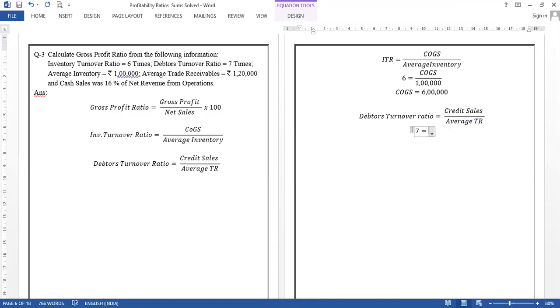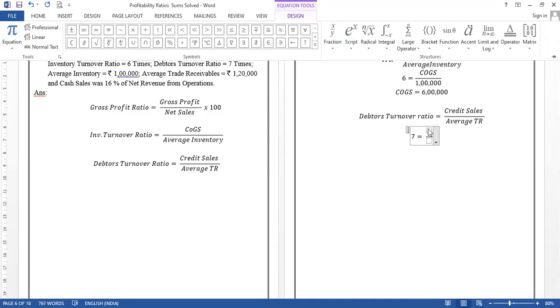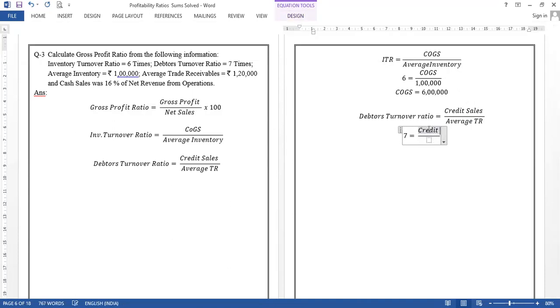So 7 times is equal to credit sales. We will be able to calculate the amount of credit sales from here. Credit sales upon average trade receivables is rupees 1,20,000, right? So credit sales, or credit revenue from operations, will be equal to 1,20,000 into 7, right? So that will be equal to 8,40,000.